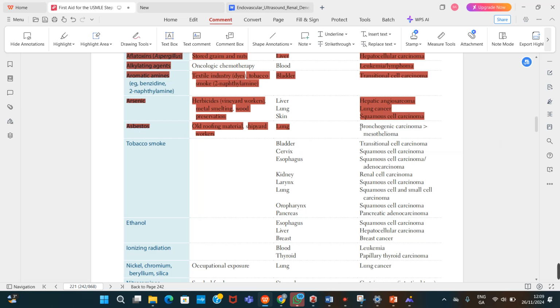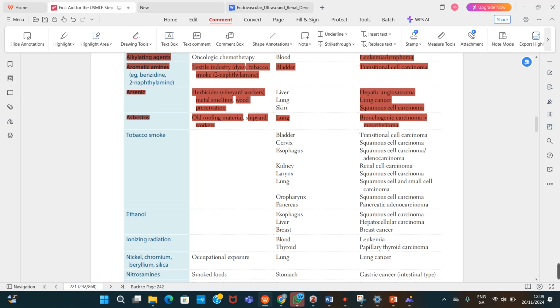And the commonest one is still bronchogenic carcinoma, just like it has been emphasized. We talked about it in the last class. Asbestos is associated with a common risk for bronchogenic carcinoma more than mesothelioma, but it is the only cause of mesothelioma. So don't make that mistake of picking mesothelioma ahead of bronchogenic carcinoma. Don't ever make that mistake. Asbestosis will cause bronchogenic carcinoma 10 times more before causing mesothelioma.